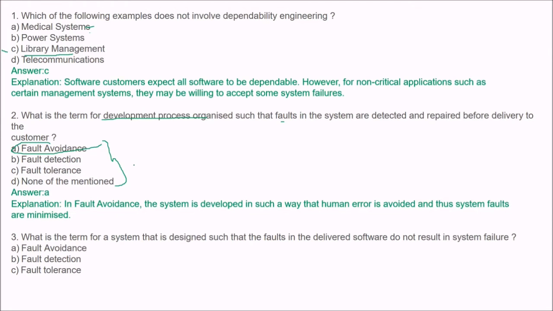The answer is A, fault avoidance. In fault avoidance, the system is developed in such a way that human error is avoided and thus system faults are minimized. What is the term for a system that is designed such that faults in the delivered system do not result in system failure? The answer is fault tolerance.